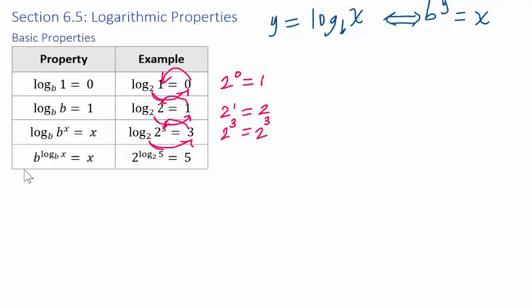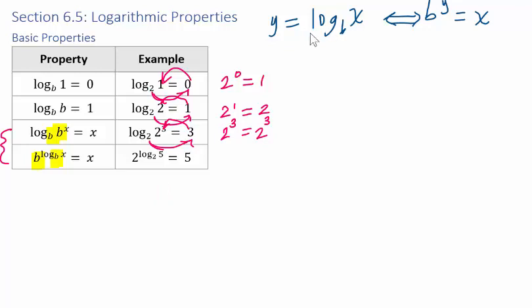And another basic property is b to the log base b of x is equal to x. A numerical example, 2 to the log base 2 of 5 is equal to 5. Notice the bases are equal, and in both of these last two properties, the base of the power and the base of the logarithm are identical to one another.